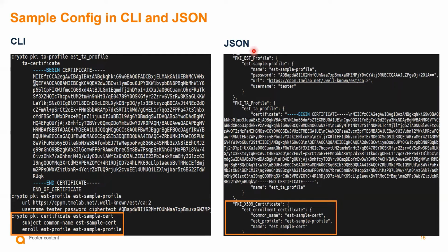Next comes the JSON format. Similar to the CLI format, even in the JSON format, we mention the certificate name and then the EST profile and then the common name for the certificate.